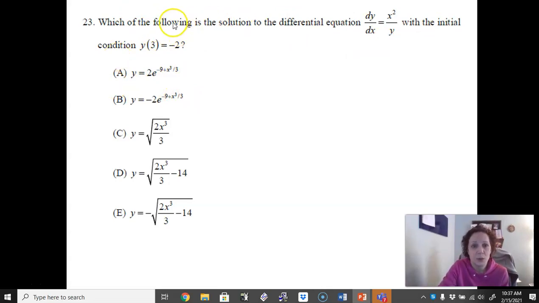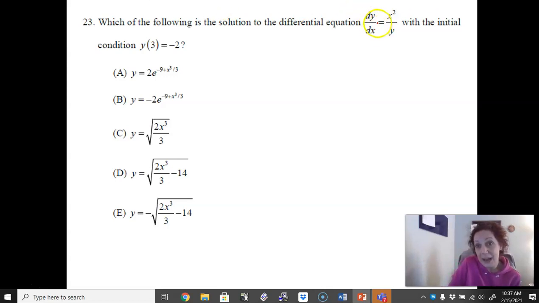Notice it just says, which of the following is the solution? They give you the differential equation, and they give you an initial condition. What I want you to notice about this one is that it's implicitly defined, right? So again, somebody had asked about, do we do implicit derivative or integrals like we did implicit derivatives? And the answer is no, we don't. We don't integrate implicitly, but what we do is make sure before we integrate that we've gotten the x's and the y's away from each other, right?